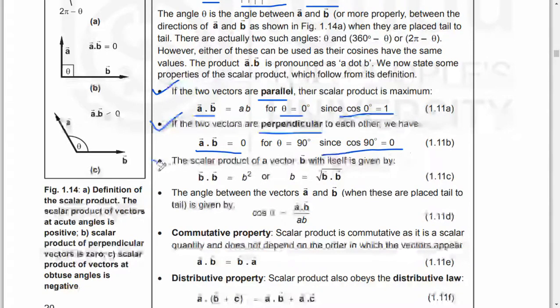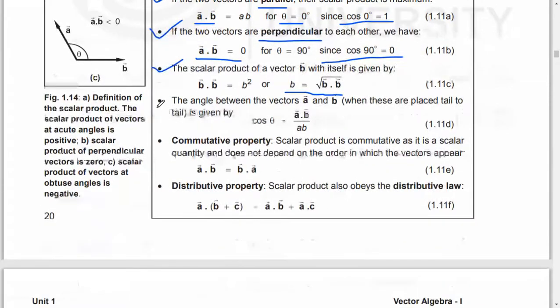The scalar product of a vector B with itself is given by B dot B equals B square, or B equals root over B dot B. The angle between the vectors A and B when these are placed tail to tail is given by cos theta equals A dot B by AB.